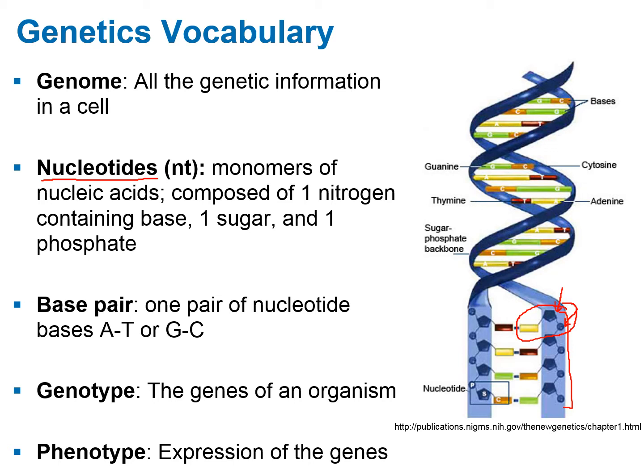Now you'll probably remember that adenine always pairs with thymine, and guanine always pairs with cytosine in DNA. The pair of nucleotides is called a base pair. So when you hear me talk about base pairs, I'm talking about A and T bonded together or C and G bonded together. The genome of an organism makes up the genotype. The genotype basically is all of the genes within that organism, but the genes are expressed differently. So the actual expression of the genes is called the phenotype.